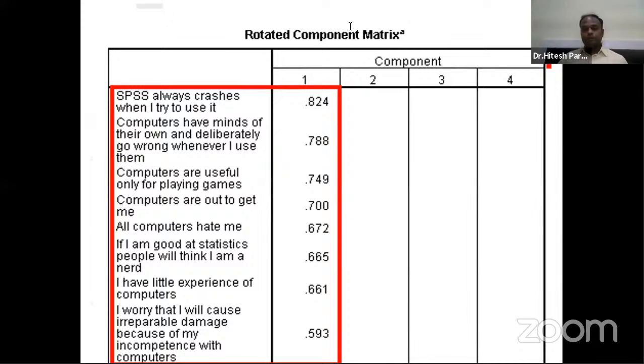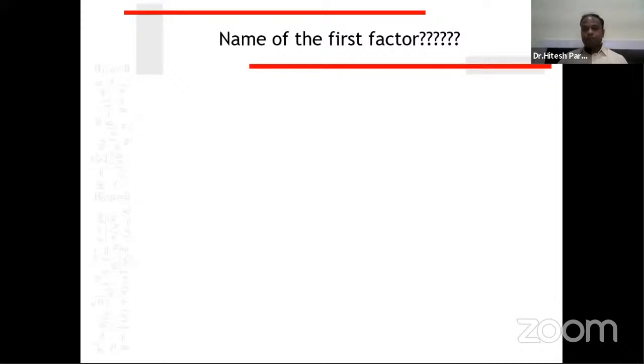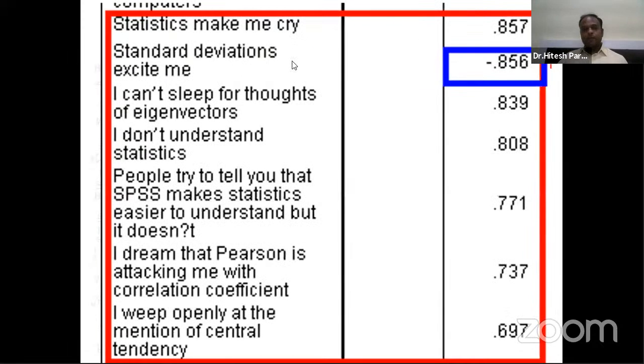Somebody also raised the hand. Can you please explain this negative sign in the second component? Yeah, that is what we are discussing. The statement was positively framed, so ideally it should be reversely coded. Right, 1 should become 5 and like this.